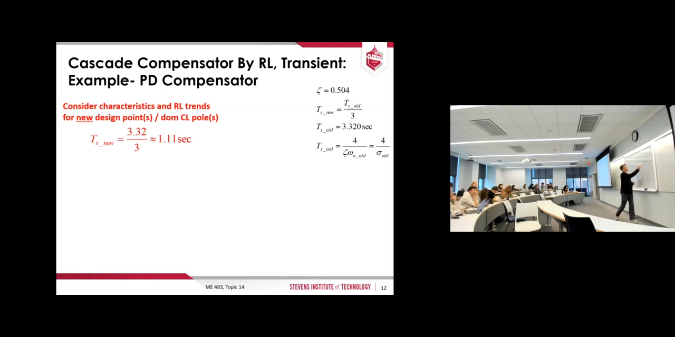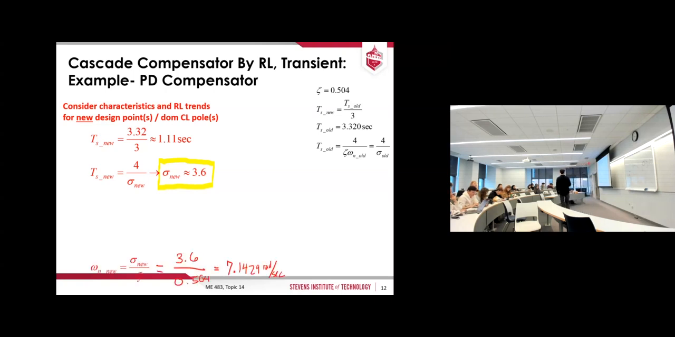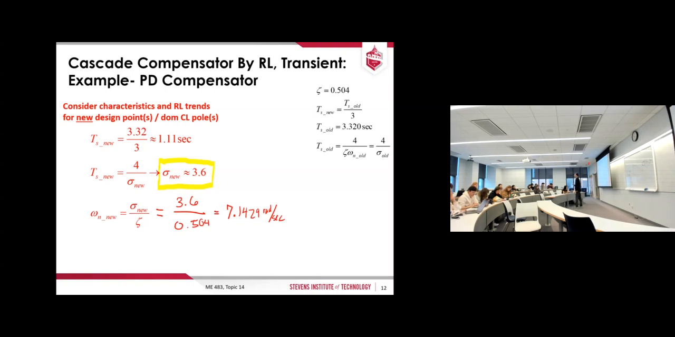New settling time. Since we now know the new settling time is 4 over sigma new, new sigma, that is 3.6. Correct? If sigma is 3.6, since sigma is zeta omega n, and we know sigma, we know zeta, therefore we can calculate omega n. What is omega n?